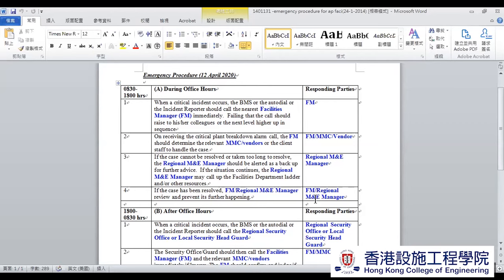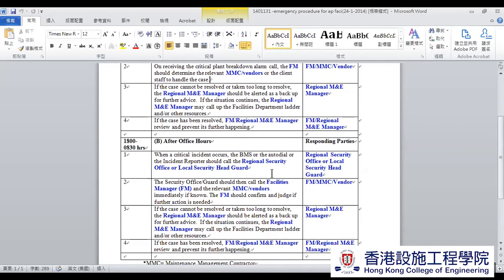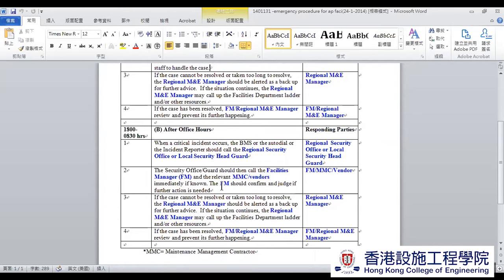Now, if after office hours, very similar, when the incident occurs, the BMS auto dial, or the incident reporter, in fact, now should call the regional security office or the local security head. And from there, the security office or guard should then call the nearest facility manager, who then decides who should be carrying out the investigation, either his own direct staff or a contractor or the building's developer's contractor.